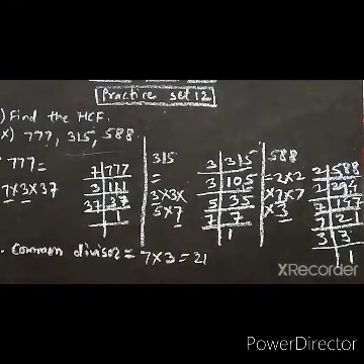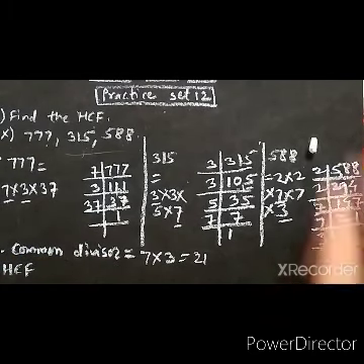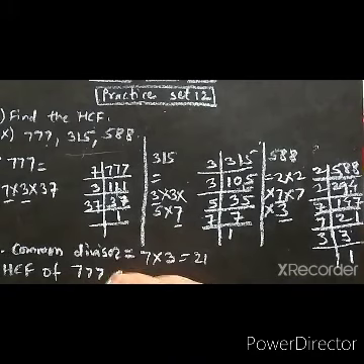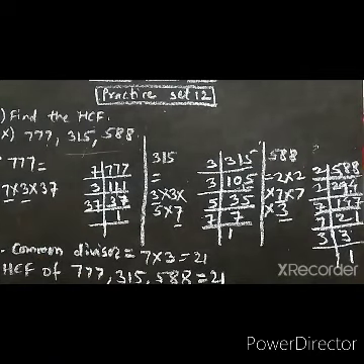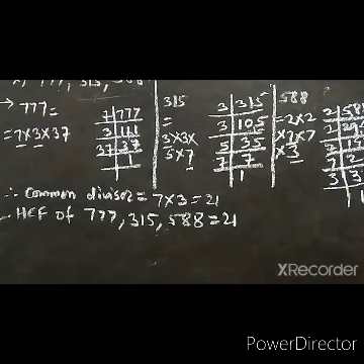And therefore, here we got the HCF of these three numbers. HCF of 777, 350 and 588 is 21. Now let us see the next point.